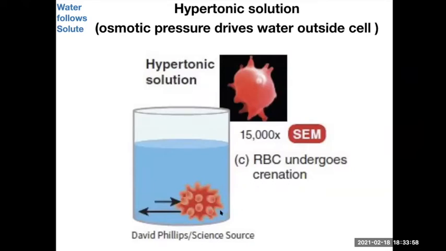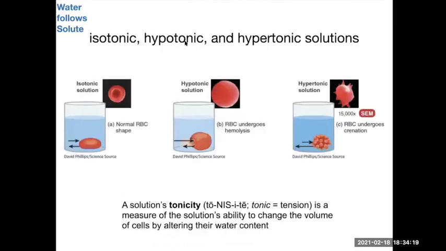It's called crenation. The cell crenates. That is, most of the water is going to leave it. Osmotic pressure is going to drive water outside the cell, so water is going to follow the solute there. That's what is happening with these isotonic, hypotonic and hypertonic solutions, and it has to do with the osmotic pressure created by a difference in solute concentration in the cell and outside the cell, basically the intracellular fluid and the extracellular fluid around it. That's tonicity.